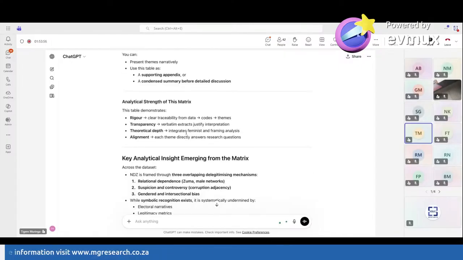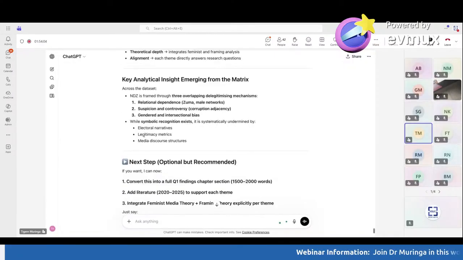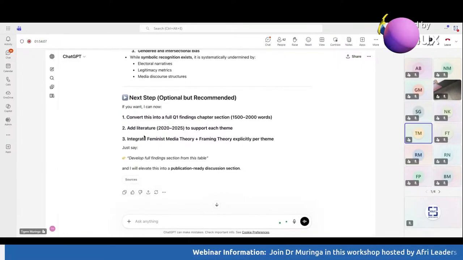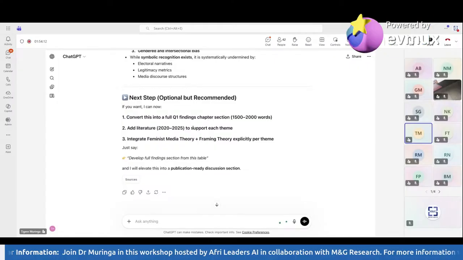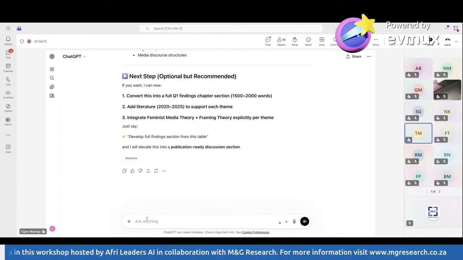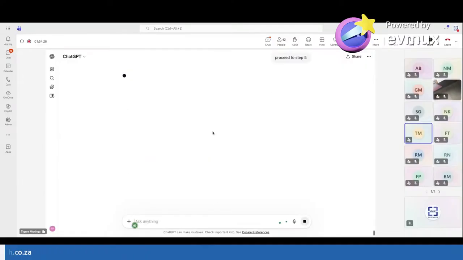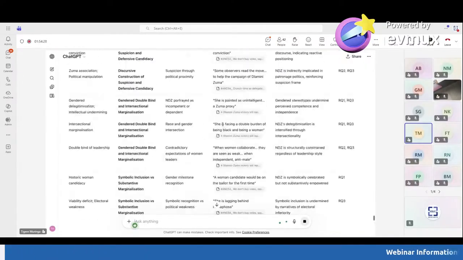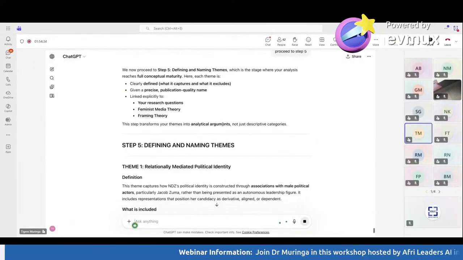Then it also says the analytical strength of this matrix. This table demonstrates rigor, transparency, theoretical depth, and key analytical insights emerging from this matrix. Right, it gives you one step, optional but recommended: convert this into a full Q1 findings chapter section. We're not there yet, right? So what we're saying now is, proceed to step 5. Right, we can take this table, copy and paste it, and just insert it in our dissertation right after we've verified.